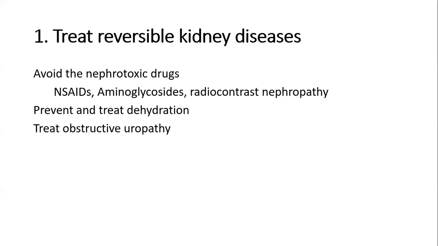To treat the reversible conditions, we support avoiding nephrotoxic drugs like anesthesia, aminoglycosides, and radiocontrast nephropathy. For example, if chemotherapy is to be given to a child with a drug that affects the kidney, like cyclophosphamide, you remember to hydrate and to give mesna to reduce the risk of progression. We support treating and preventing dehydration, especially for children who have acute gastroenteritis.